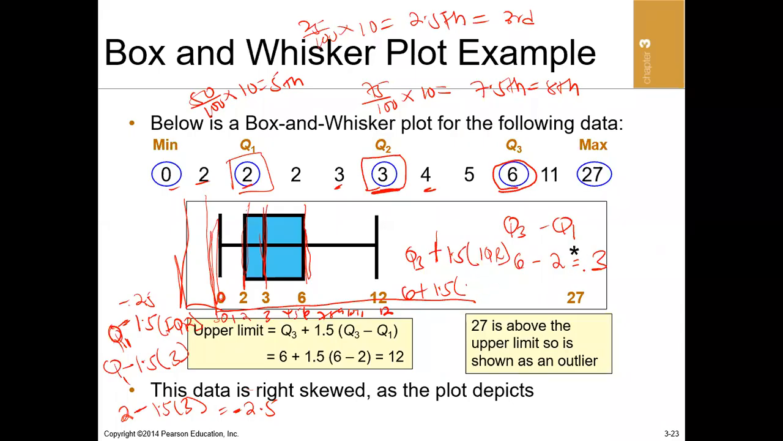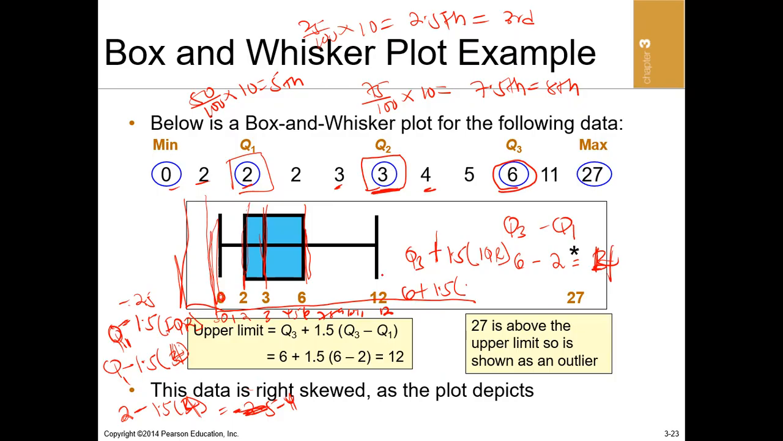Sorry, let's make this correction. 6 minus 2 is 4. Okay, sorry about that. So the interquartile range is 4. So 1.5 times 4 will be 6. So 2 minus 6 would have been -4, right? Sorry about that. But of course, we can't go to -4 because we will cap it at 0.